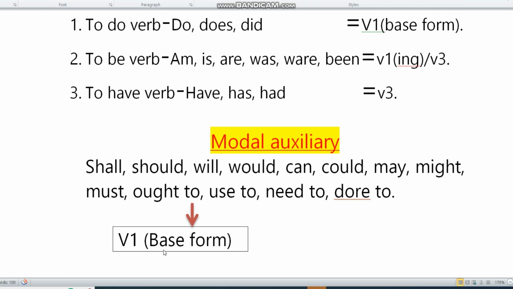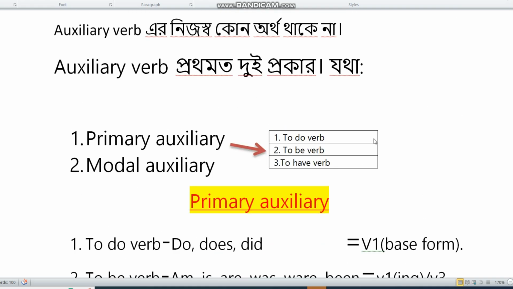We cannot use the past form or the past participle form. So we cannot use these two forms of verb, past form and past participle form. Besides this, we cannot use the present participle of verb. So we must use only the present form or base form. Do you understand?